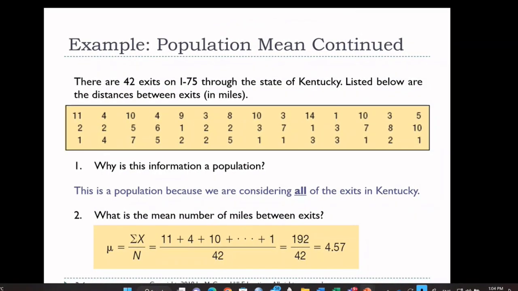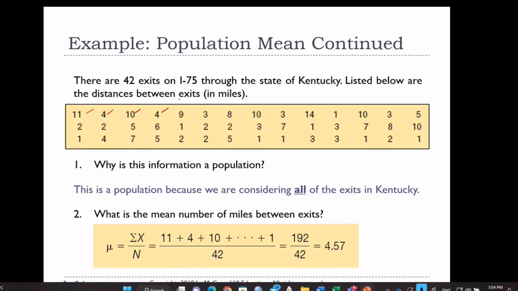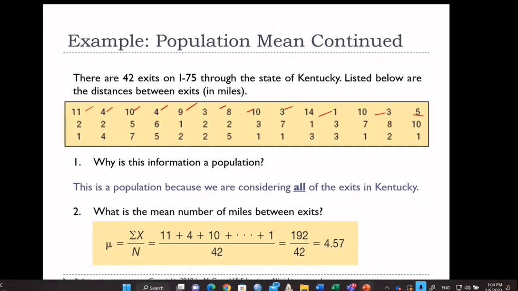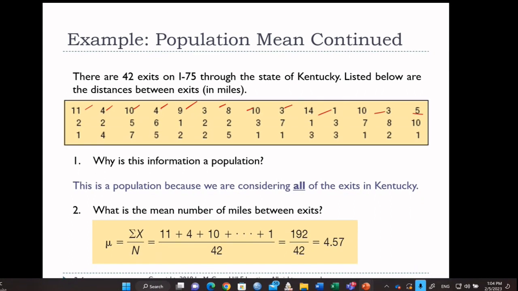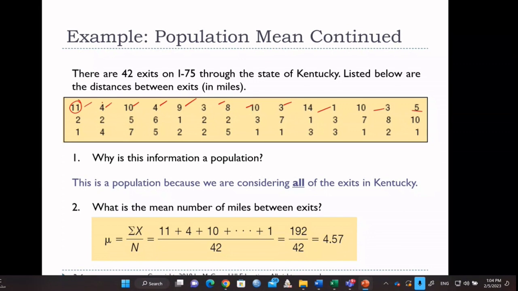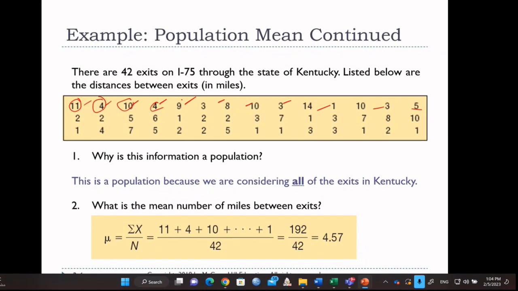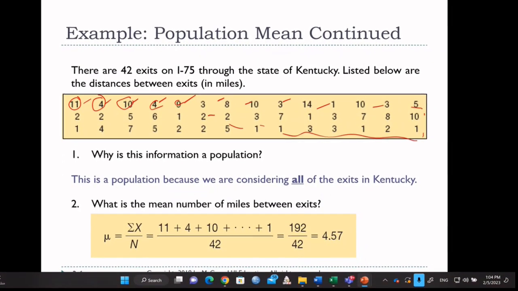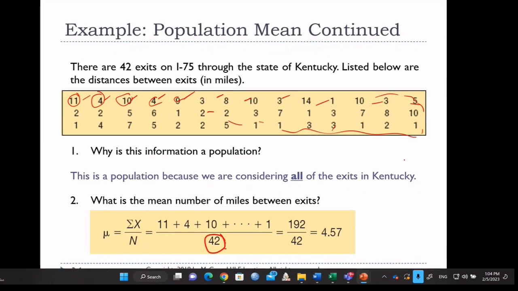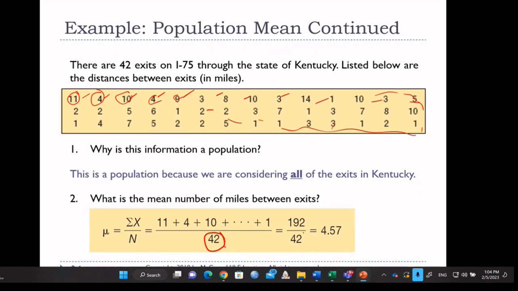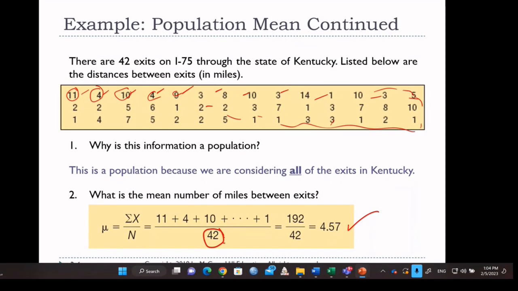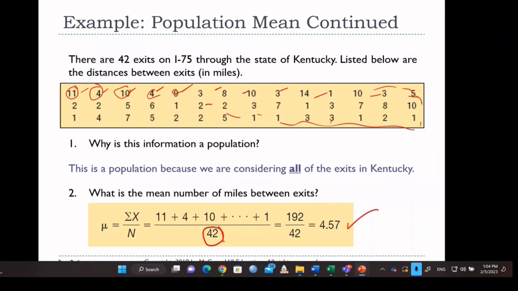Let's take an example, this set of data. I want to find the average value. I need to add 11 plus 4 plus 10 plus 4 plus 9, add all this data, and divide by its number, 42 numbers. 192 divided by 42 is 4.57. So this is the mean.